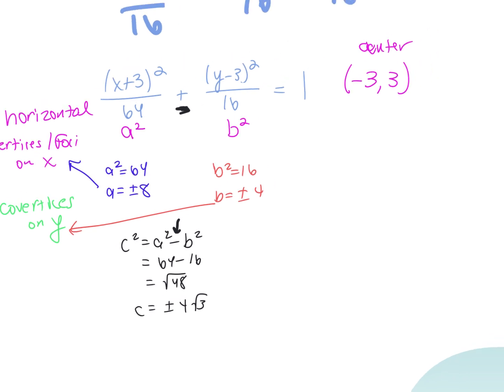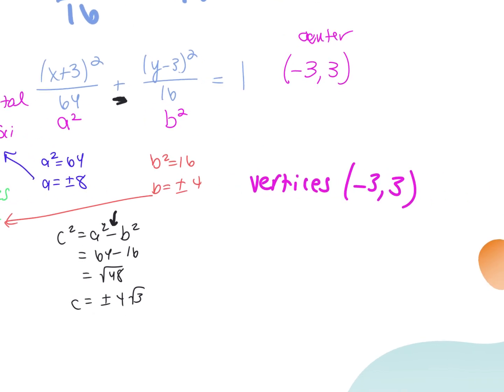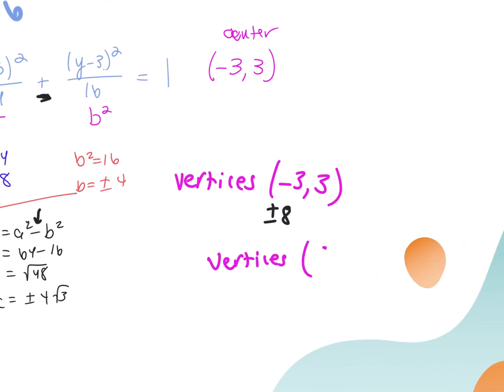All right, let's find the vertices first. I'm going from my center, negative 3, 3. Draw yourself an arrow and remind yourself: my vertices are on what axis? The x. So I'm going to add and subtract what number to my x value? Plus or minus 8. So my vertices are at what? 5, 3, agreed, and negative 11, 3. Perfect.